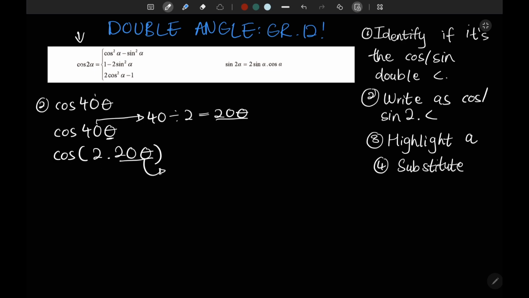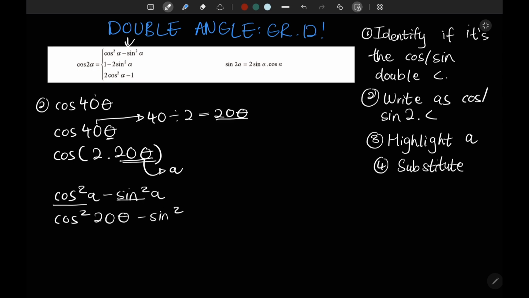There's your alpha. Step 4, let's substitute. We have 3 different options for the cos double angle. If we had to substitute the first one, which is cos squared alpha minus sine squared alpha, we'll say cos squared, substitute your alpha, which is 20 theta, minus sine squared. What is your alpha? 20 theta.